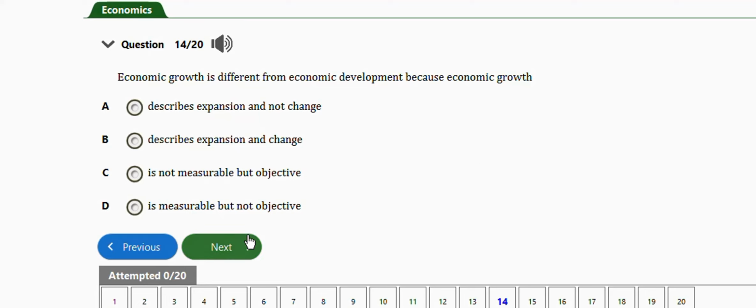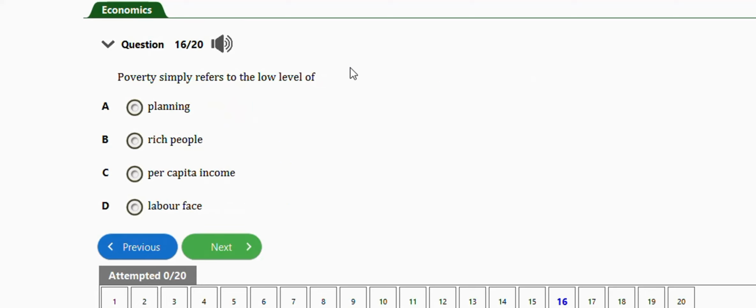Next question is this one. It says poverty simply refers to the low level of wealth planning, rich people, per capita income, labor. This is meant to be labor force. So the right answer is option C, which is per capita income. So poverty simply refers to low level of per capita income.